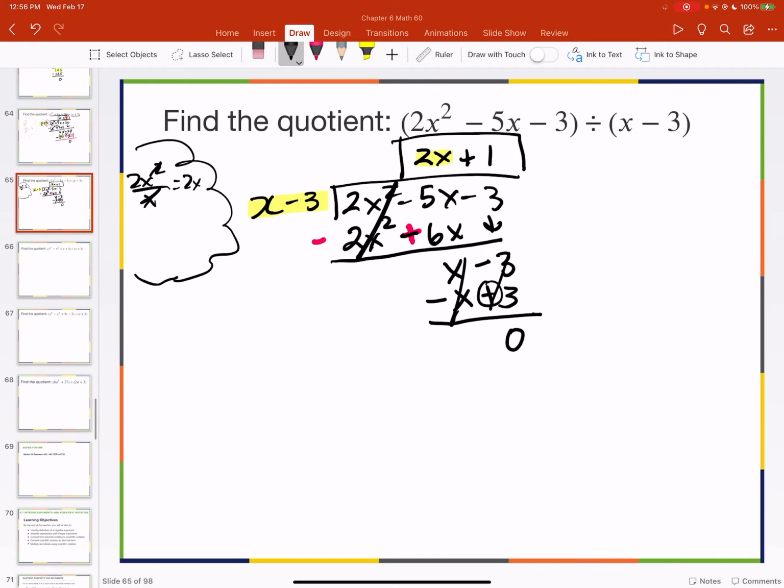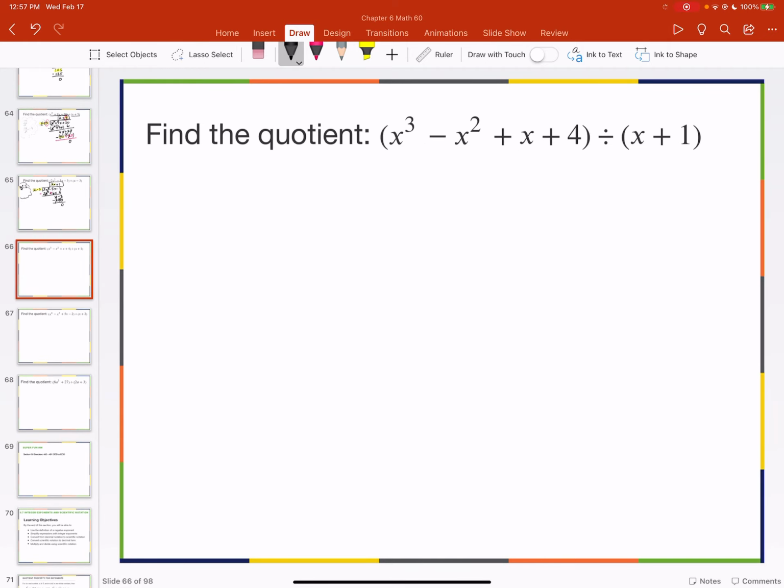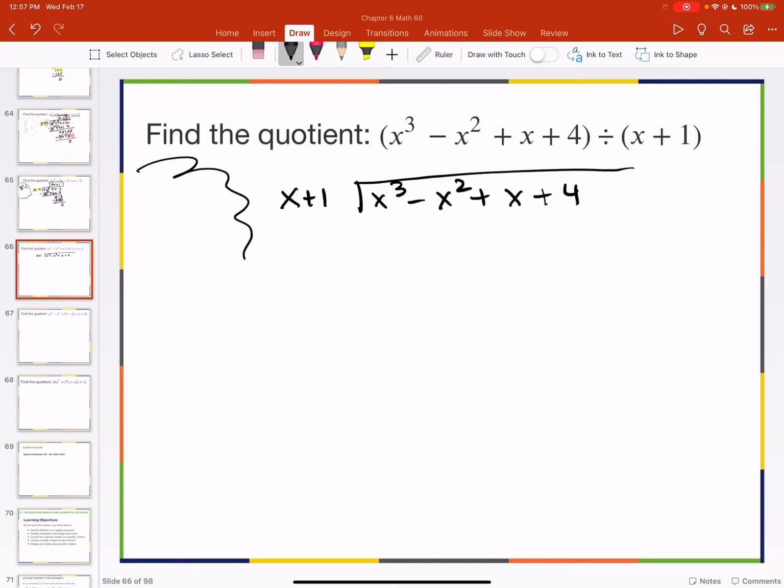Let's do another one. We have here a bit longer one. x plus 1 dividing into x cubed minus x squared plus x plus 4. So if I think to myself, what times x gives me x cubed? Or I do the little trick where I take the first thing of each term and write a ratio. That gives me x squared. This is the letter that I'm going to place. And make sure you place it in the proper column, x squareds go with x squareds. Okay, so now multiply.